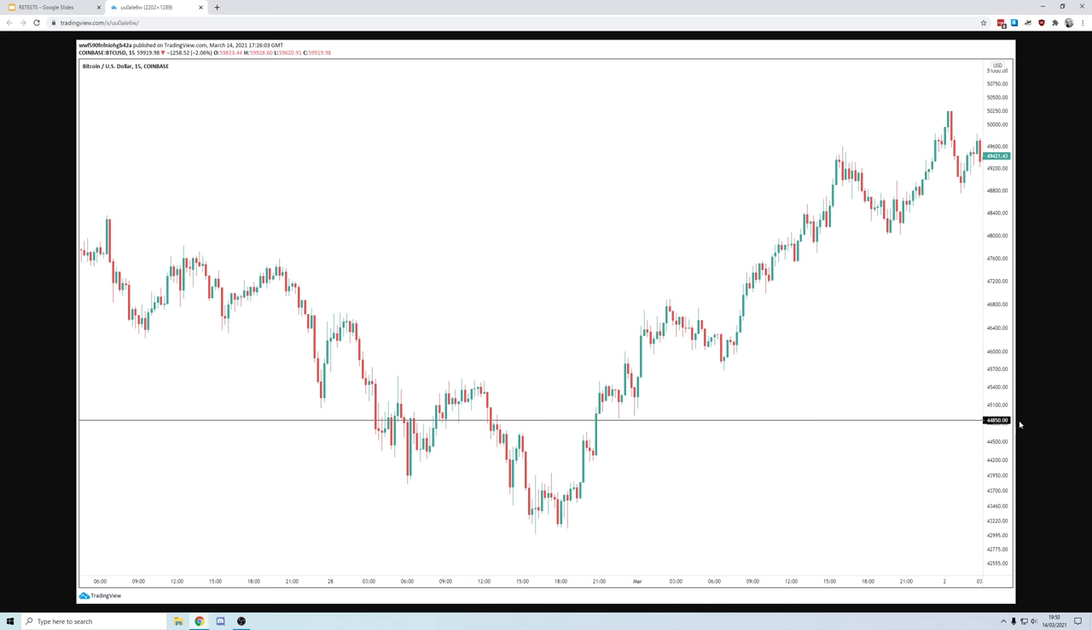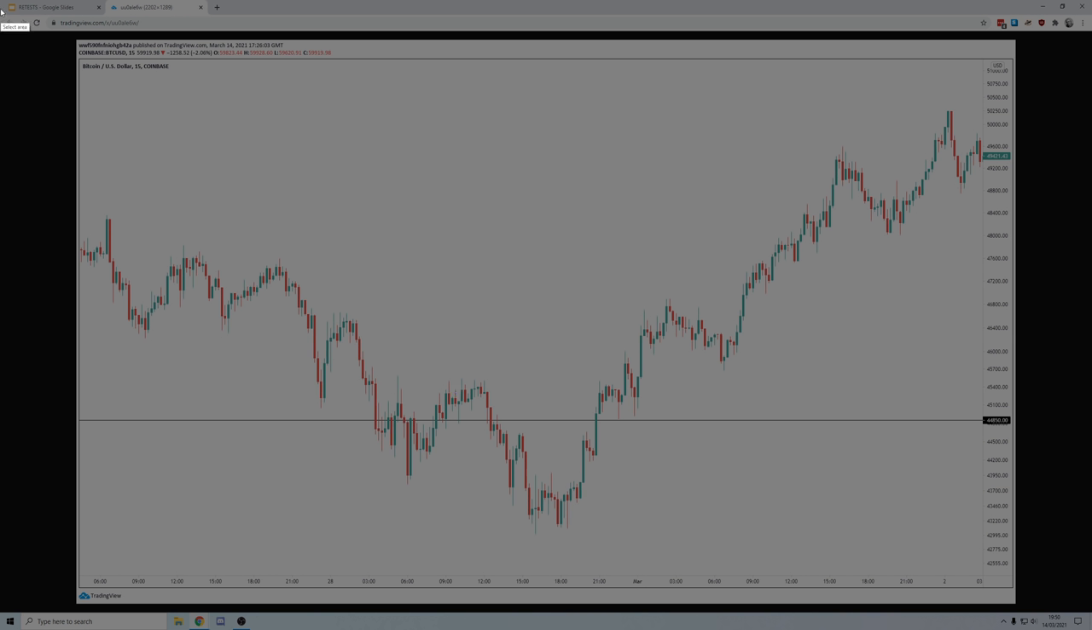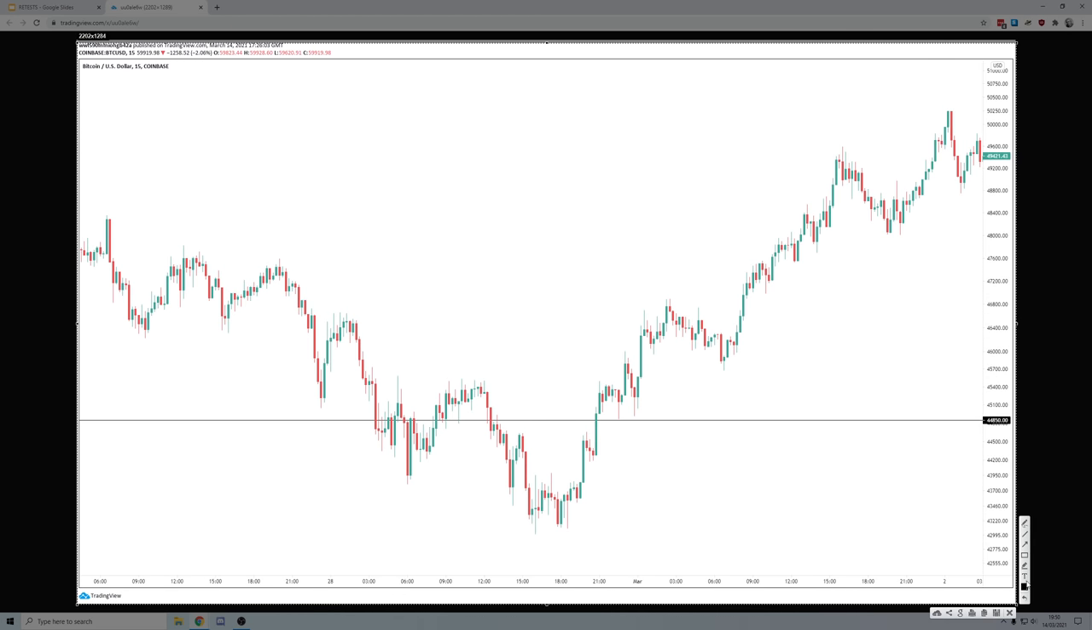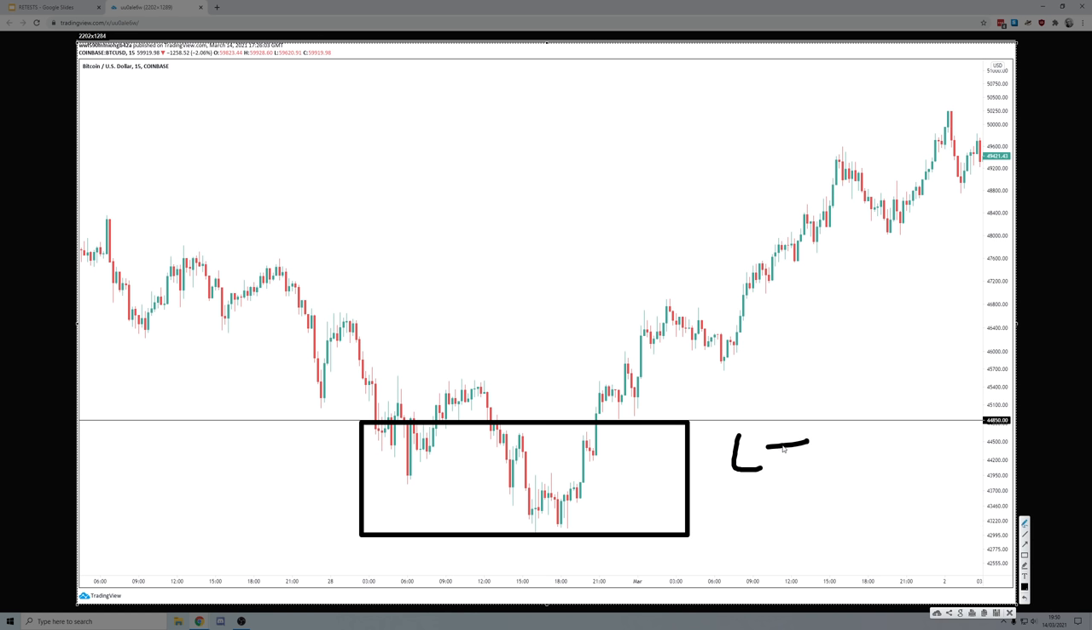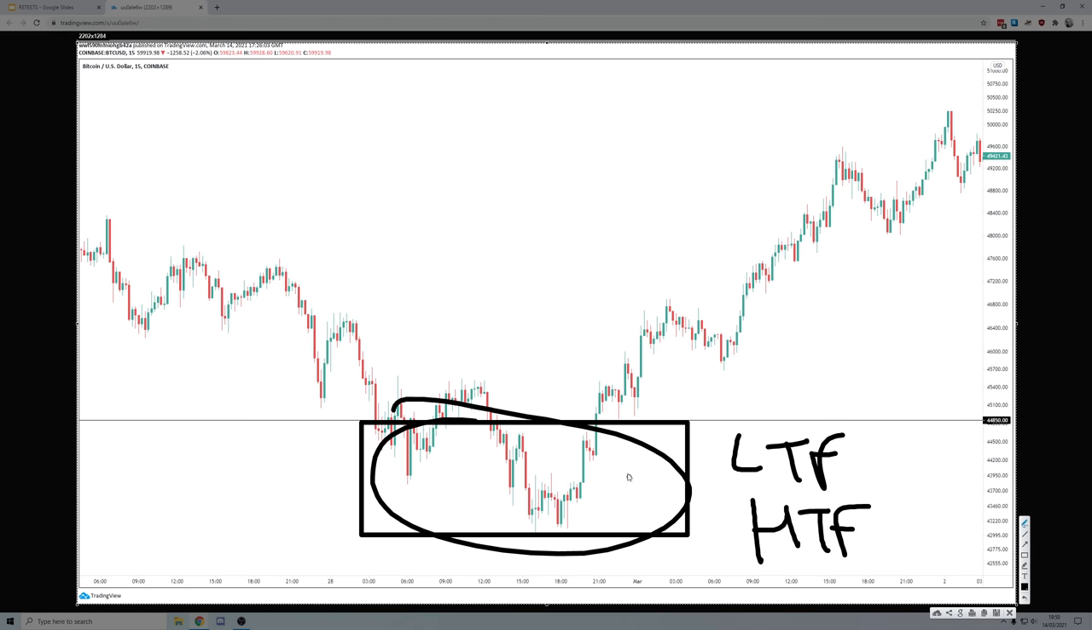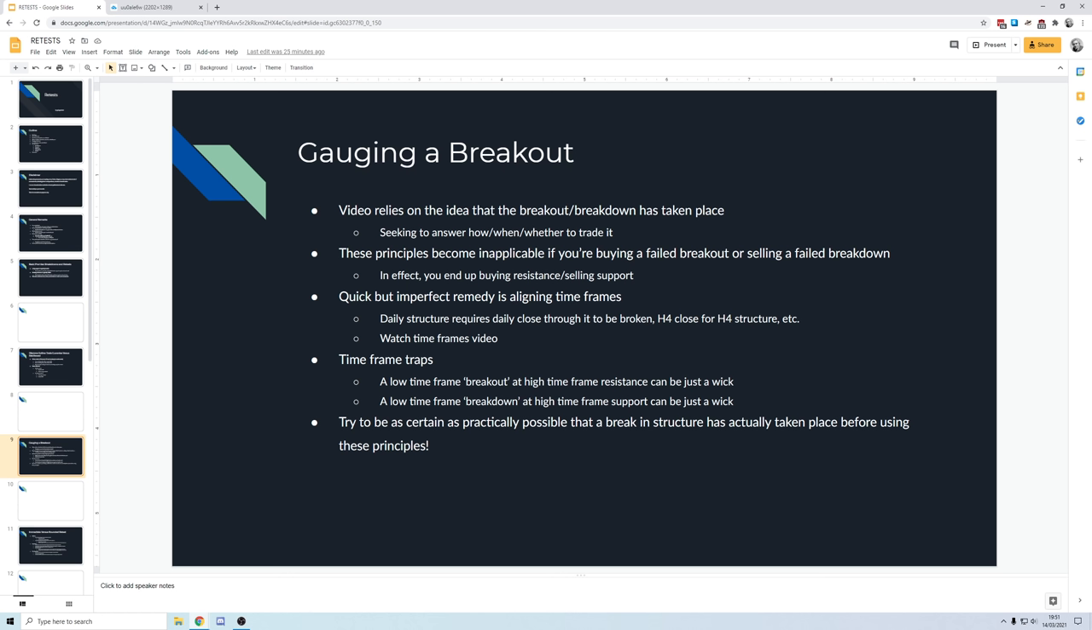However, if we then look at that same level, 44,850, on the intraday time frame, you can actually see price trading below the level, or quote unquote, breaking down, before ultimately sending much higher. So this portion of low time frame price action at a high time frame level all ended up being the wick. It's that same trap we talked about, just on the other side, a low time frame breakdown. It's in quotations for a reason. At high time frame support it can just be a wick. And that's exactly what we've got here.